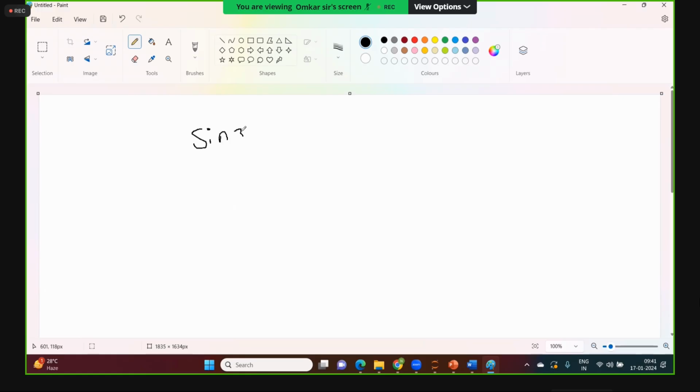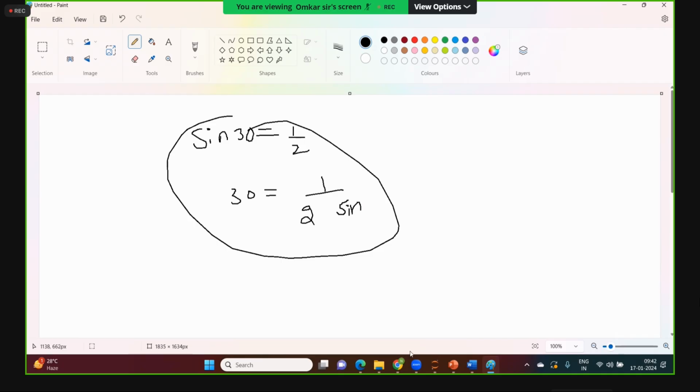Sine 30 is equal to how much? 1 by 2. Which means 30 is equal to not 1 by 2 sine, no? No one will write like this, correct? That's why in probability also, it is the information, you should not interchange like that. P of A union B, or P of A intersection B, means P of A plus P of B. Otherwise P of A minus P of B, that you should not write like that, because the mathematics will not work like that. So that is a formula.